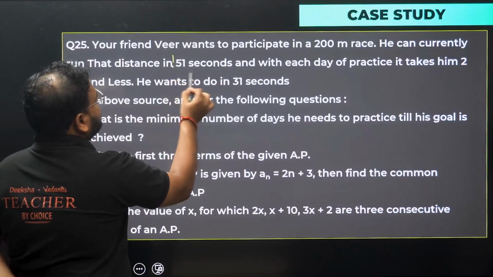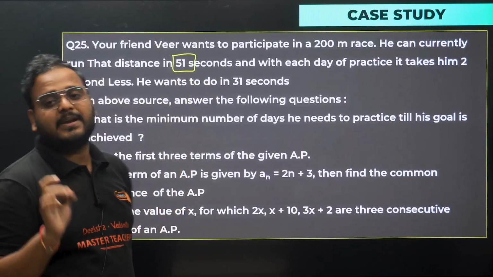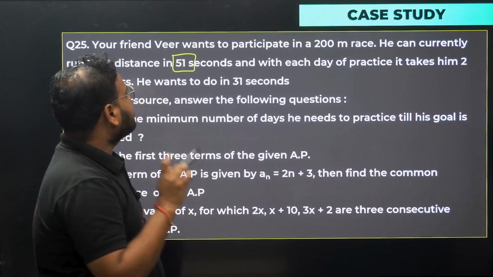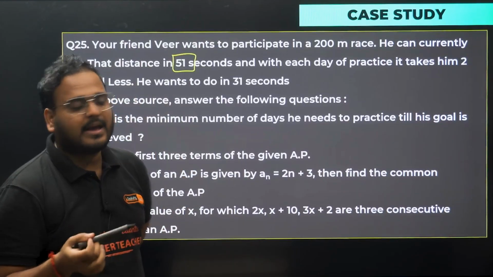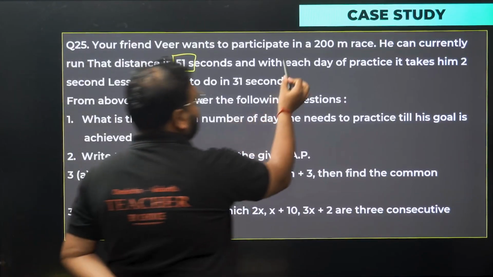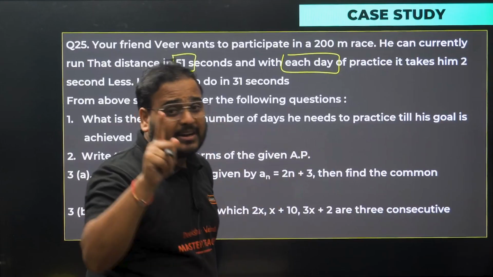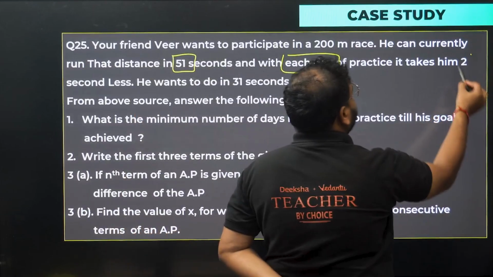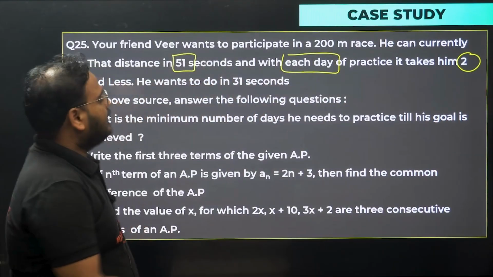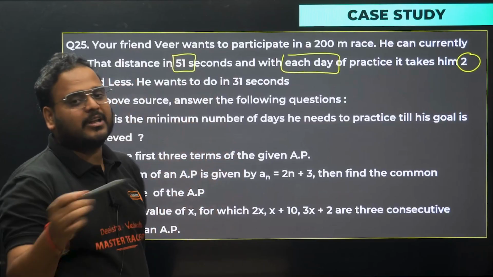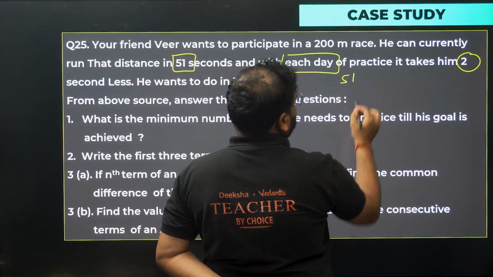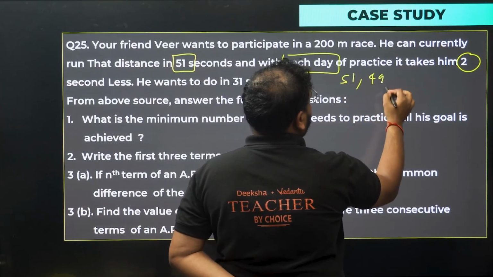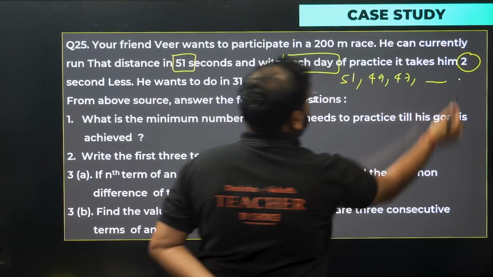So today is the first day, and his speed is giving him a time of 51 seconds. With the practice of 1 day, he is able to reduce the time by 2 seconds. Okay, that means the next day will be what? Next day will be 49. If on day 1 for Veer the time taken is 51, next will be 49, next will be 47, and so on. Correct?